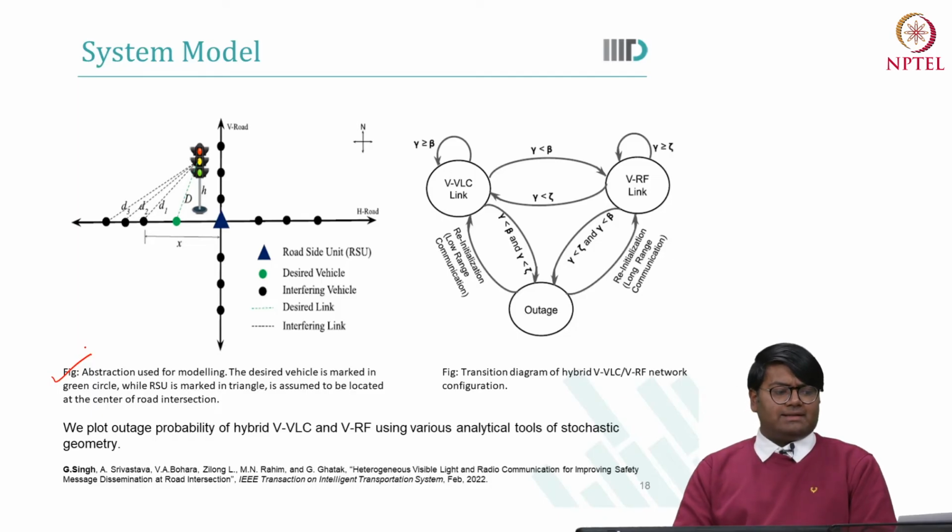This figure portrays a generalized and simplified abstraction model of the proposed scenario. All the links can either be visible light communication, which we call a standalone vehicular VLC network, or an RF link, which we call a standalone RF network. Both VLC as well as RF links are assumed to be available for the hybrid vehicular VLC, vehicular radio frequency network configuration.